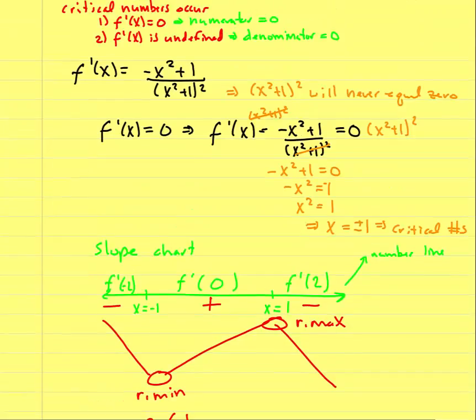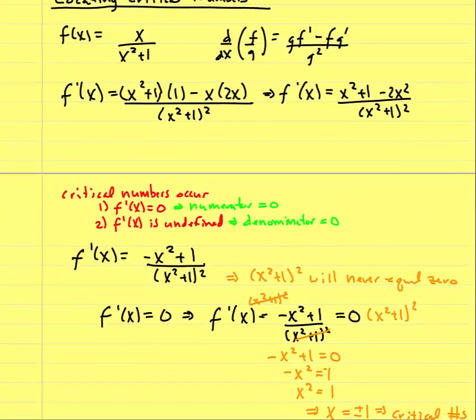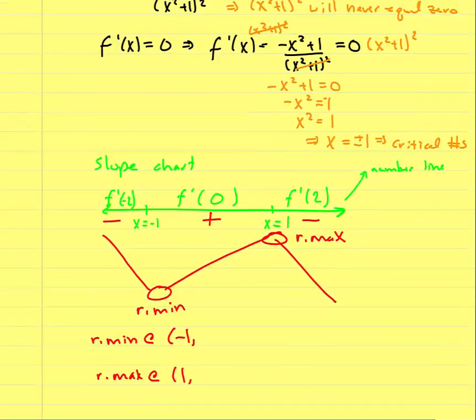Now if I want to figure out what my y value is, I have to go back to my original function, which is way up here, x over x squared plus 1.